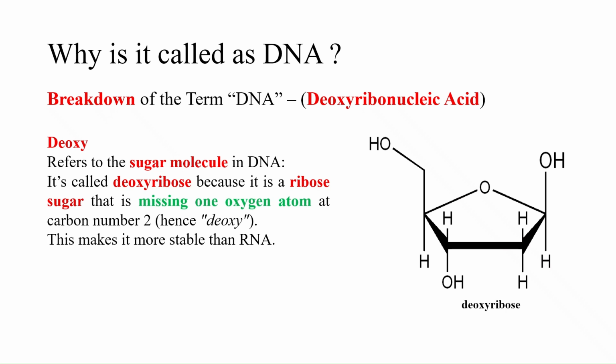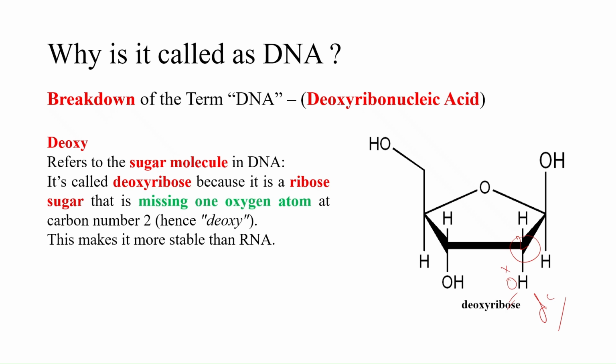Why is it called DNA? DNA is known as deoxyribonucleic acid. The deoxy refers to the sugar in DNA, deoxyribose. It's called deoxyribose because it's a ribose sugar missing one oxygen atom. This makes DNA more stable compared with RNA. If you see in the structure, usually at the second carbon position there is a missing oxygen group. Due to this, it is known as deoxy.